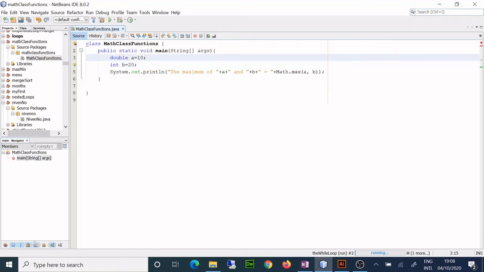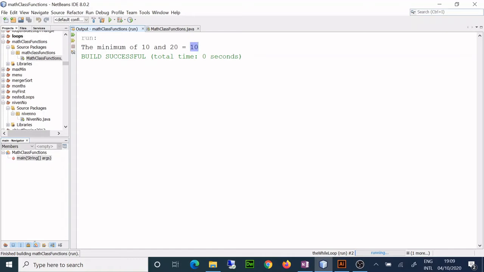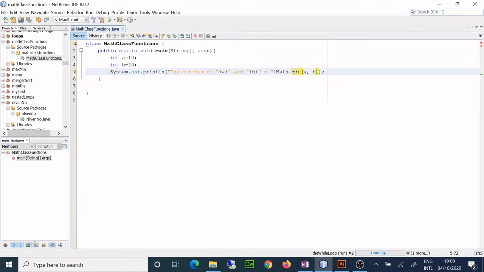If we want to do Math.min, let's change it to integer only, and the minimum of a and b, and here I'll have Math.min. So it will find the minimum of the two. It returns you 10. That's what Math.min does. Math.min will also take two parameters or arguments, and then it is going to return the minimum of those two numbers.